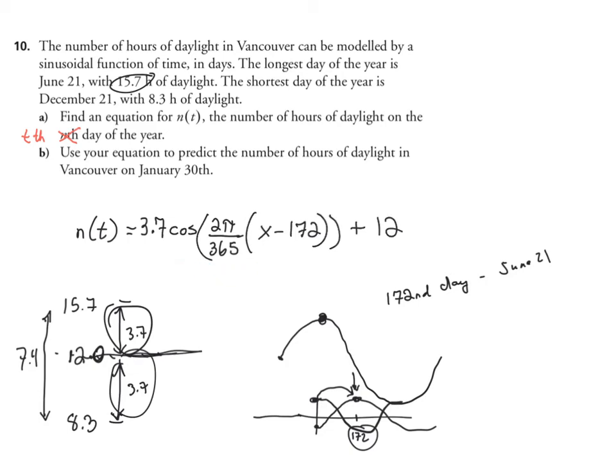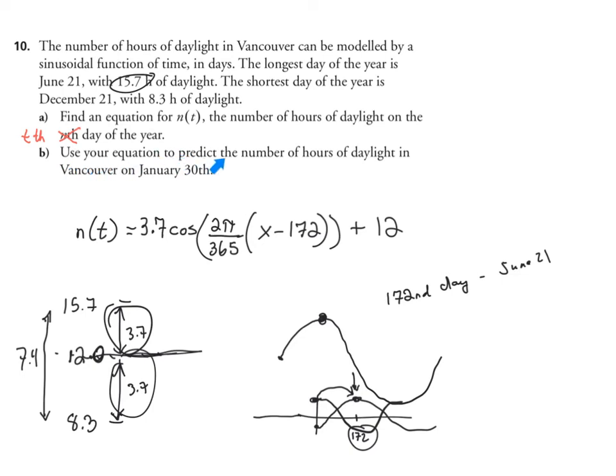Now, just to double check, if I plug in 172, so June 21st, this will equal 172 minus 172. Well, that's 0. So 2 pi divided by 365 times 0 is just 0. The cos of 0, we actually know, is equal to 1. 3.7 times 1 is 3.7. Plus 12 is going to be 15.7. And that's the highest point. And we do know that June 21st, 172 should be the highest point. So that makes me feel pretty good.